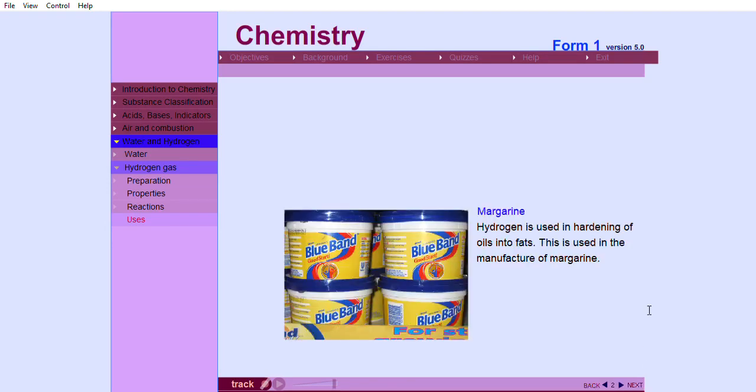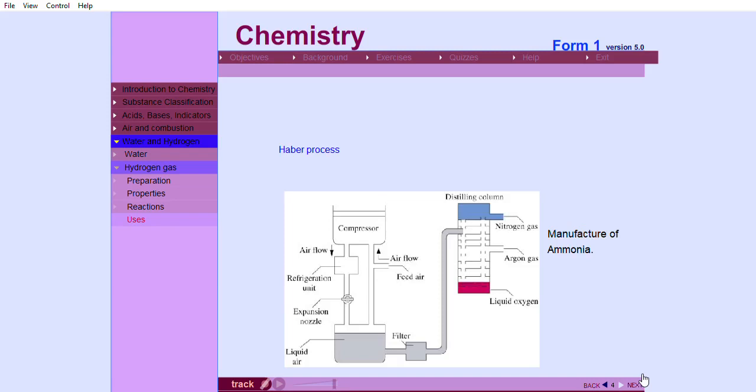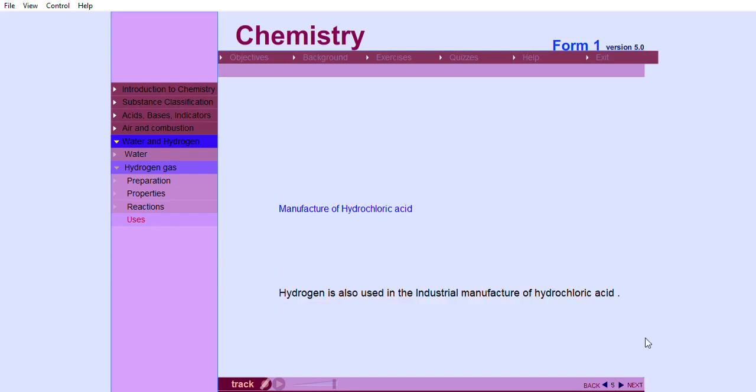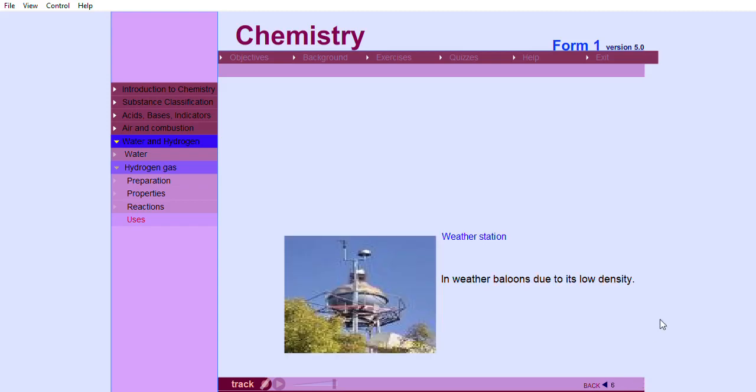Manufacture of margarine. Liquid hydrogen is used as a fuel for rockets. The manufacture of ammonia. Industrial manufacture of hydrochloric acid. Hydrogen gas is used in weather balloons due to its low density.